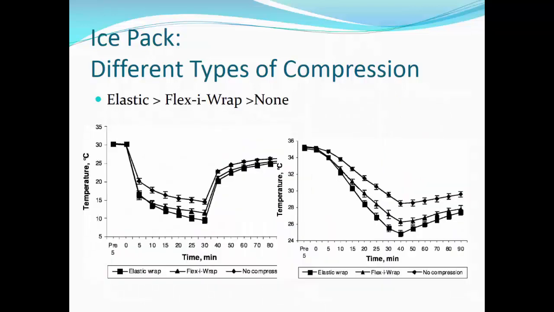The study demonstrated that patients saw the greatest temperature change in the elastic wrap compression group, followed by flexi wrap, and then none. The difference between the elastic wrap and flexi wrap were not massively different compared to the no compression group. From these results, if the use of an elastic wrap is available, it is the best treatment.